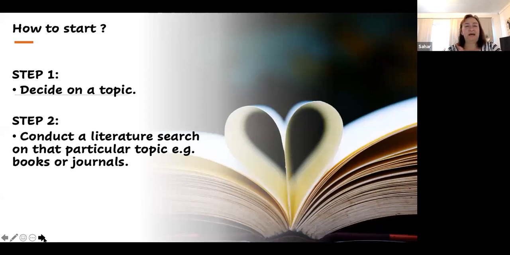So how to start writing a literature review? You decide first on a topic, what topic you are going to research, and then you conduct a literature search in that particular topic. Of course, in the good old days, we used to go to the university library and get the hard copies of different scientific journals, and that's how we browsed through them and highlighted certain parts that we really wanted to include in our writing. We photocopied, and that's not what is happening nowadays.